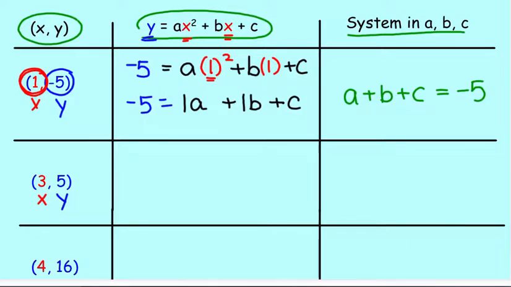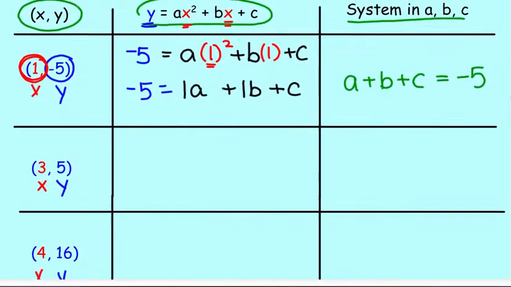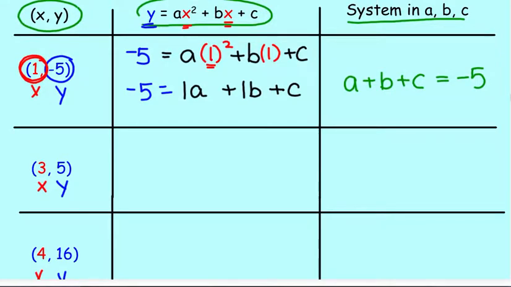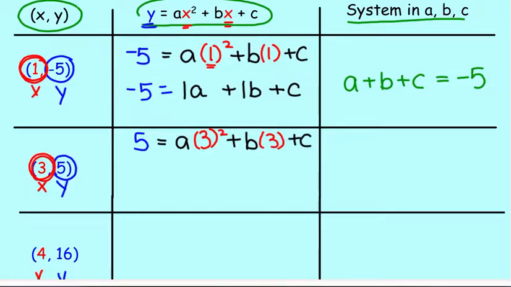There's our first equation. Remember, it's a 3-dimensional equation. It has an a, it has a b, it has a c. All 3 are unknown. All right, let's go on to the next row. We're going to substitute 3 and 5 into that same equation. So our y is 5 equals a, and now our x is 3, so we substitute 3 in for x, plus b, use that x again, which is 3, and then plus c. Now let's clean it up.